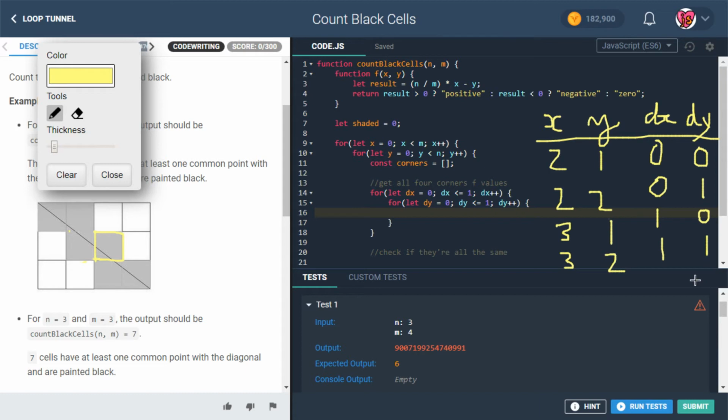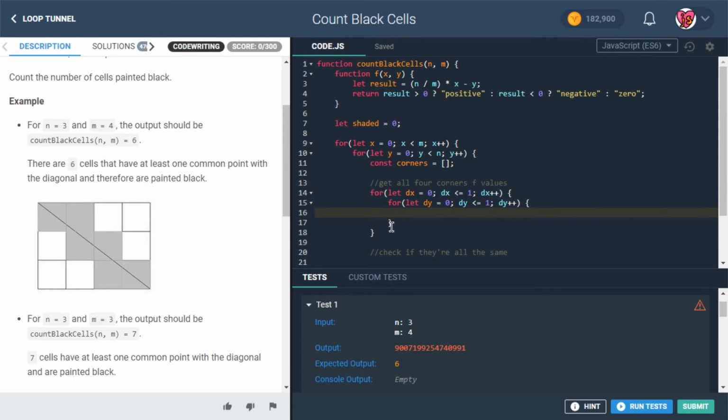Okay, great. So let's take a look at these. 2, 1 would be over here. 2, 2 would be this one. 3, 1 would be this one. And 3, 2 would be this one. So those are the 4 corners that we're looking for. Okay, cool. So that's why I'm doing all these loops here.